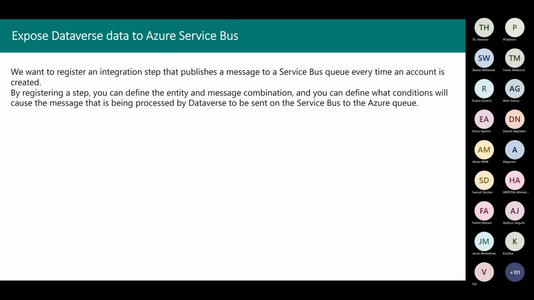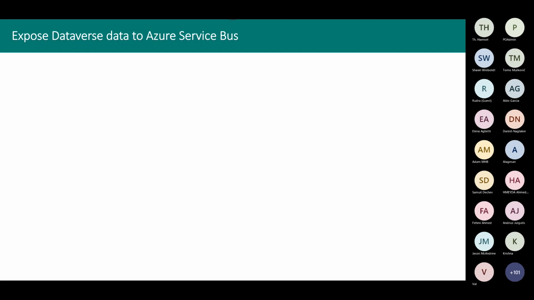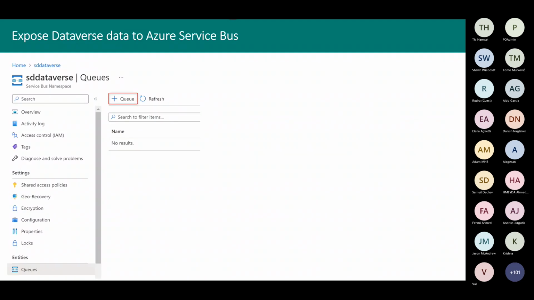Dataverse has these possibilities. You can register an integration step that publishes a message to a Service Bus queue when an event occurs in Dataverse. And you can define conditions for when they cause the messages to be processed, and the context that you want. How to do that? The first step is to create a Service Bus entity. And Service Bus is a service on Azure that can be seen like an advanced queue.